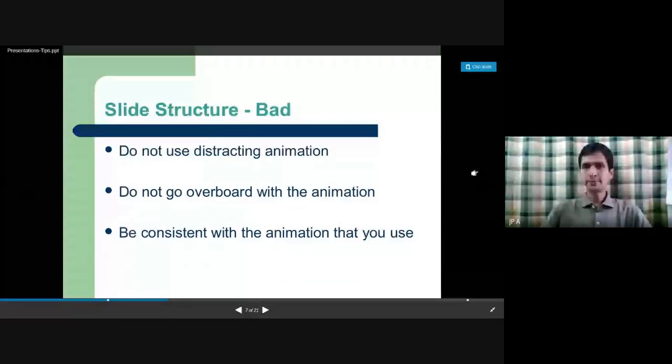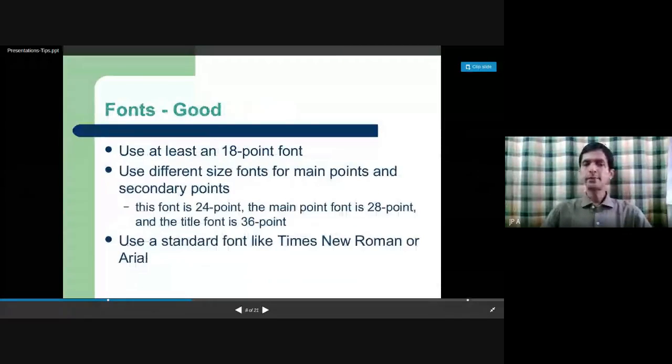Fonts is something which we have to be very careful about. It should be readable. So for writing, we use 12 points or 13 points when you're typing and printing. If it is Times New Roman, 12 or 13 or 14 is a readable font.